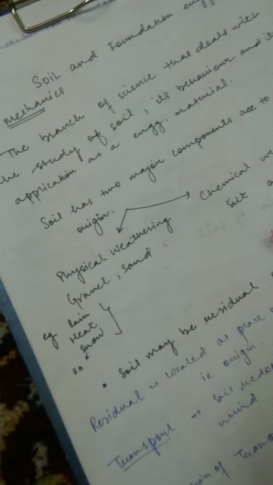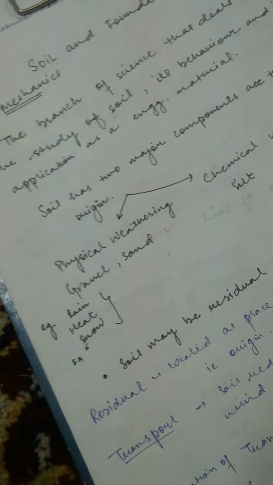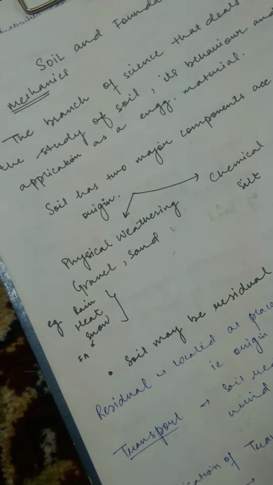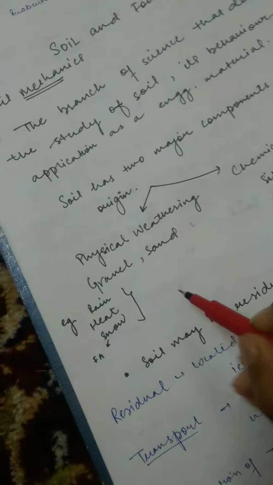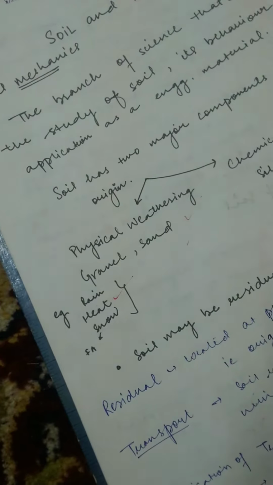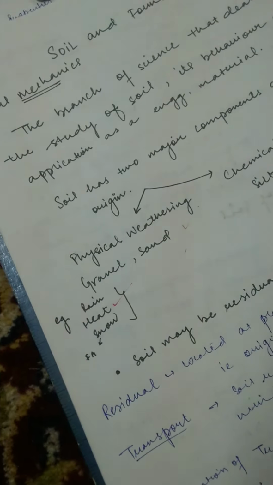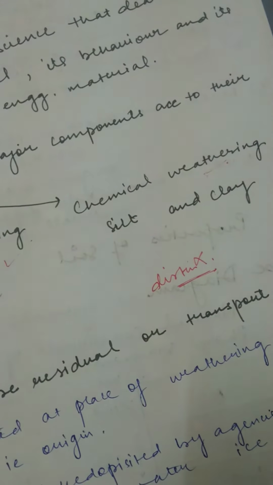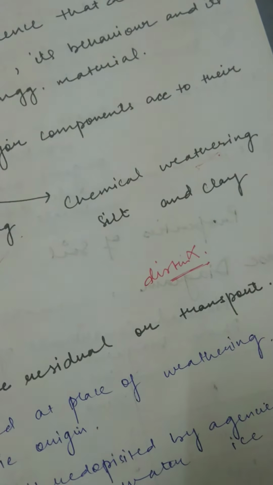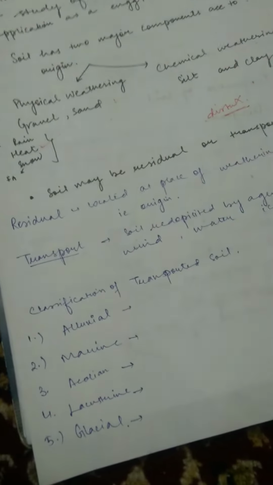Now the physical disintegration or mechanical weathering of the rocks can occur due to the following reasons: the change in temperature, that is the heat, or rain or snow, say frost action. Chemical disintegration occurs due to hydration, carbonation, oxidation, hydrolysis, solution forming, etc. Now, soil may be residual or transported.